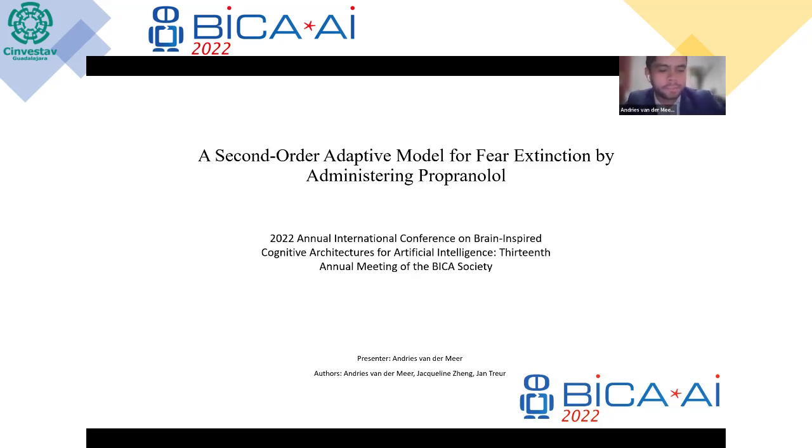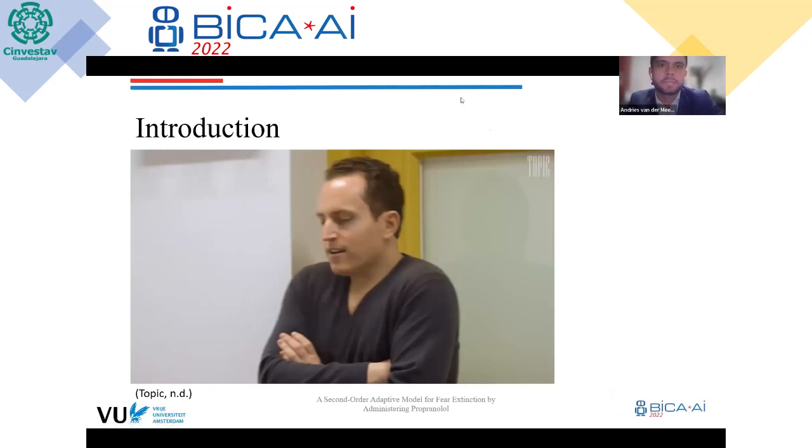So yeah, I'm Andries van der Meer. I'm a recent master graduate from the Free University of Amsterdam as part of the course Behavior Dynamics in Social Networks. We created a second order adaptive model for fear extinction by administering propranolol. Now, I might have a quite uncommon way of introducing the topic by means of a series of clips, and I want to give some viewer discretion. If you're afraid of spiders, I would not recommend you to watch these clips. But yeah, let's take it away.